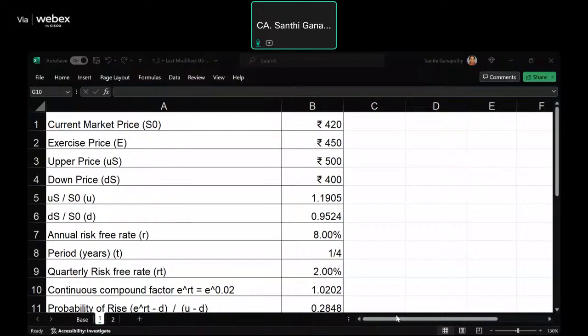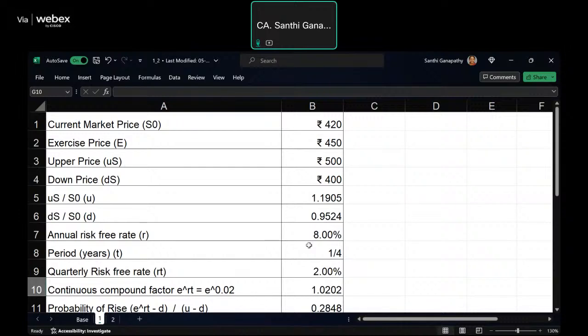So now, from the problem, we know that the current market price is 420. Exercise price is given to be 450. What is the upper price? 500. What is the down price? 400. So U, that is the upper price as a rate of the stock price, we find. Again, down price as a rate of stock price, we find. Annual risk-free rate is given to be 8%.